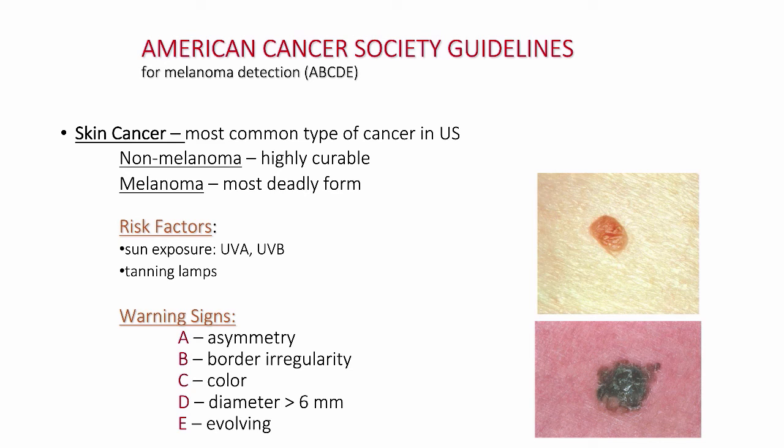These are the guidelines for detecting skin cancer or changes in moles on the body. A stands for asymmetry. B stands for border irregularity. C, color. D, diameter greater than 6 millimeters, and E, that it is changing or evolving.